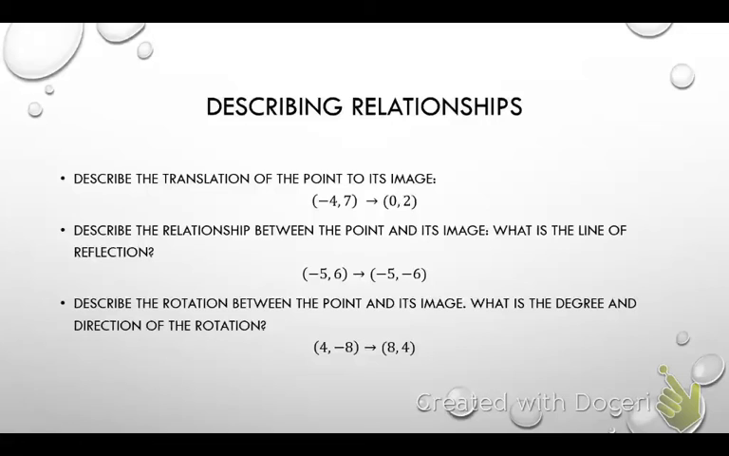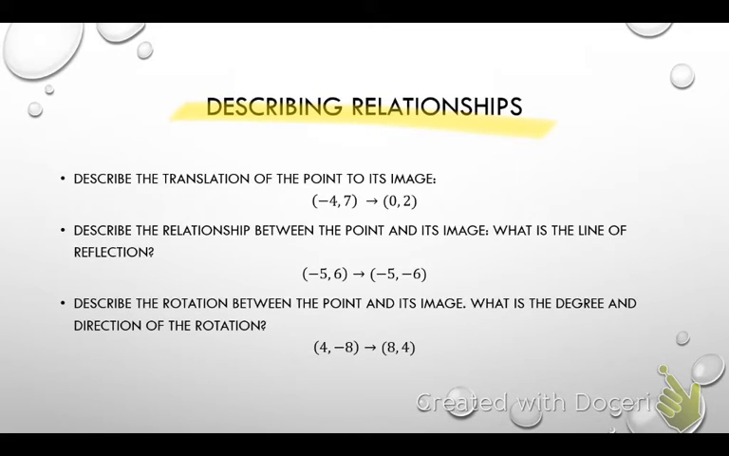Okay, so we need to cover this additional slide, describing relationships. You have several questions on your test that look exactly like this slide. It's just different numbers. Okay, so here's the first question. Describe the translation. So there's your hint. It's a translation of the point to its image. If I go from -4.7 to 0.2, go ahead on your papers, describe the translation.